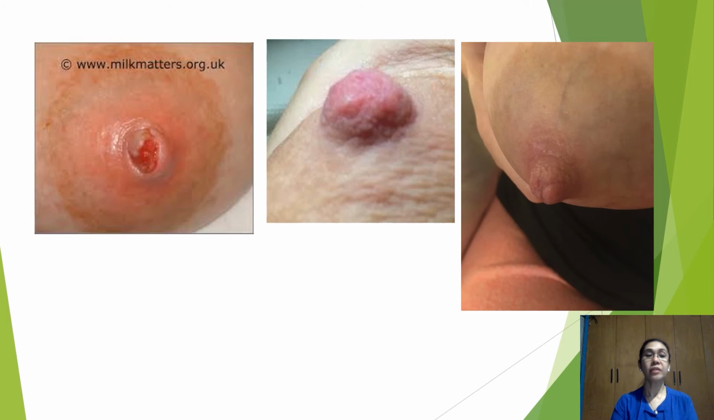Here is a picture of a sore nipple. So there is broken skin due to poor attachment. Here is a picture of redness, redness on the nipple area, which is also caused by poor attachment.